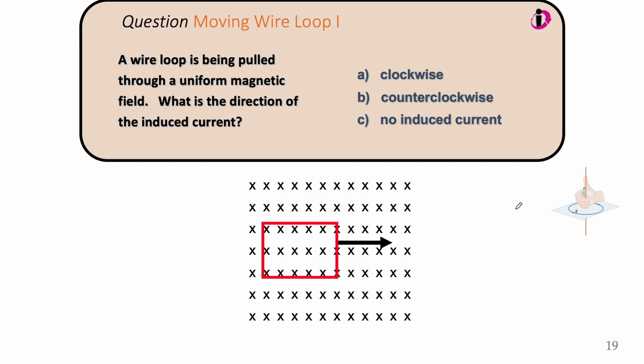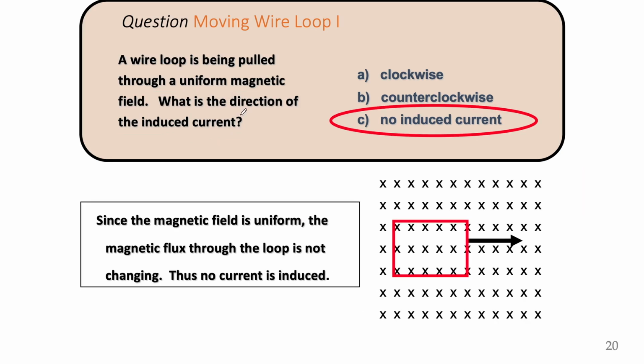Okay, another question. Now, a wire loop is being pulled through a uniform magnetic field. The magnetic field is into the page, and it's uniform. The question is, what is the direction of the induced current? Now think about it. Okay, the answer is there's not going to be any current induced.